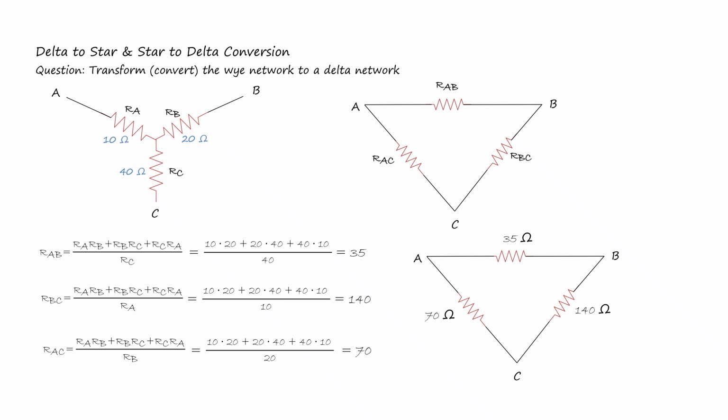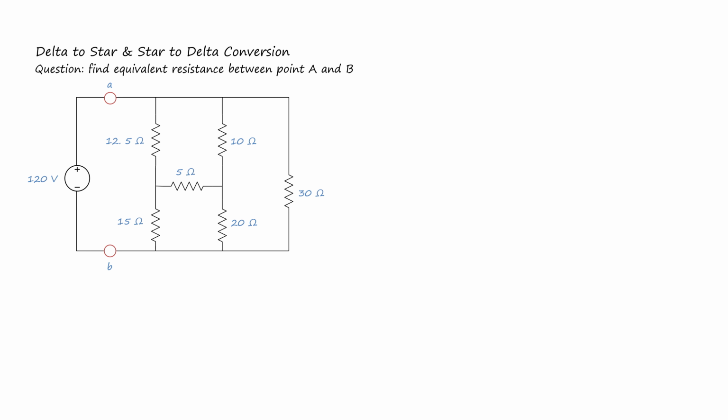And now let us solve this circuit question, which is to find the equivalent resistance between point A and point B. So we need to find the equivalent resistance between A and B in this circuit.